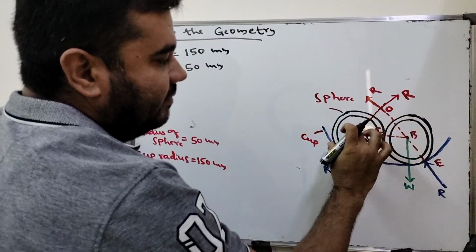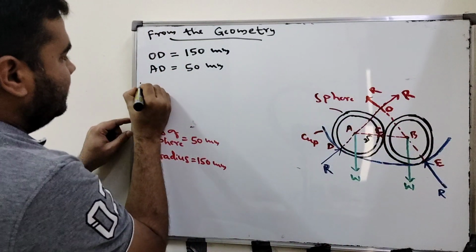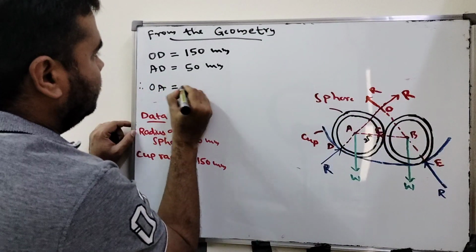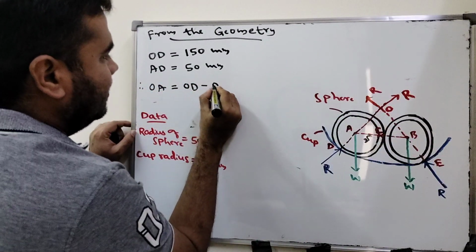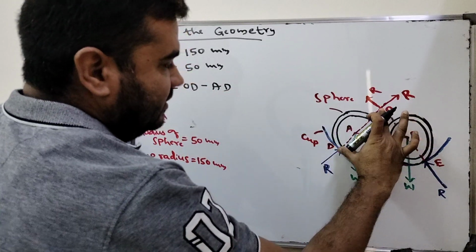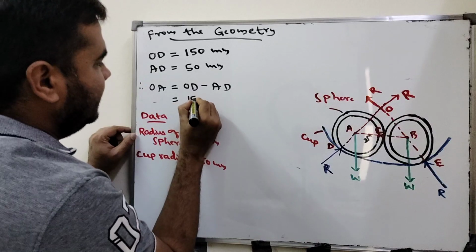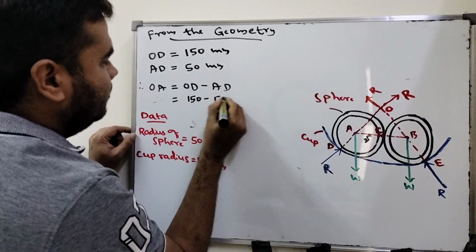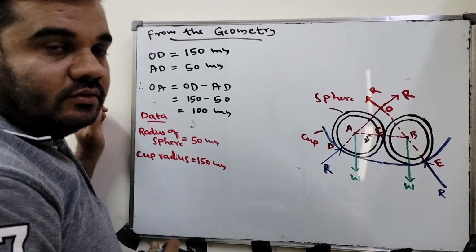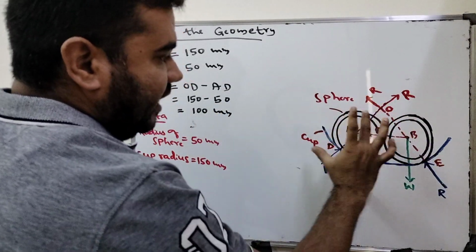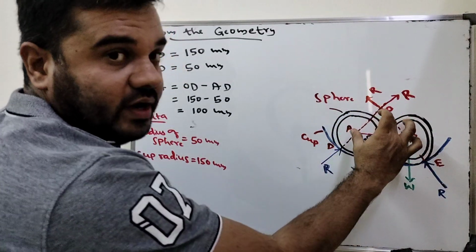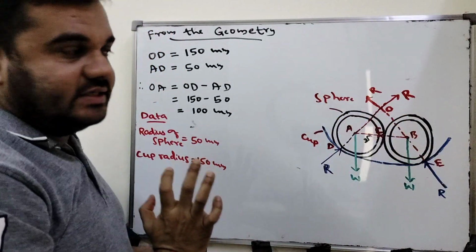So how about OA? OA is OD minus AD. Therefore, OA is equal to OD minus AD, right? OD is 150. This will be equal to 150 minus 50, that will be equal to 100 mm. 100 mm is OA. So now we calculated OD is 150, AD is 50, and OA is 100.